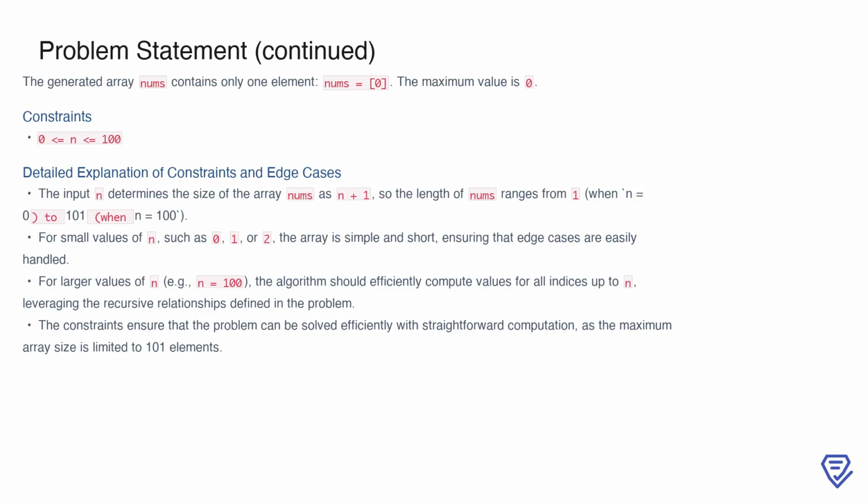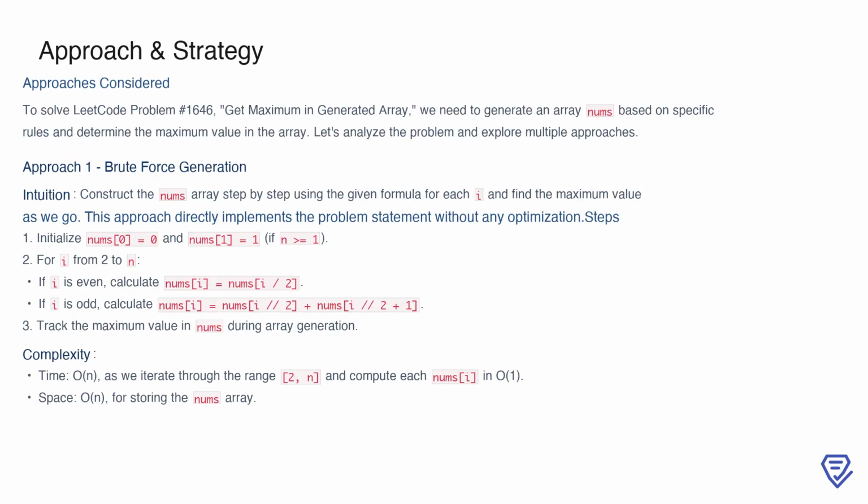With a maximum size of 101, the problem constraints ensure that the solution is computationally feasible and does not require excessive resources. To solve the problem of finding the maximum value in a generated array, we first need to understand how the array is constructed. The array nums is generated based on specific rules. For any index i, the value of nums[i] depends on whether i is even or odd. If i is even, nums[i] is equal to nums[i/2]. If i is odd, nums[i] is the sum of nums[i/2] and nums[i/2 + 1].